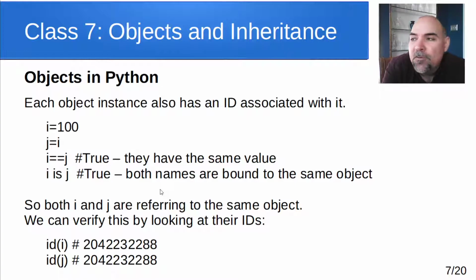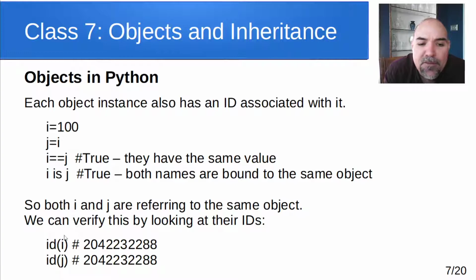So each object also has some unique identifier associated with it, an ID, kind of like every person with a social security number or every person who has a driver's license has a unique ID. The same thing is true for objects in Python. So for example, if I say i equal 100 and j equal i, and I compare those, they come out true, they have the same value. But they'll also say, are j and i the same object? Are these just names that are referring to the same thing in memory? That will also return true. So there's a distinction there that we'll see in a second.